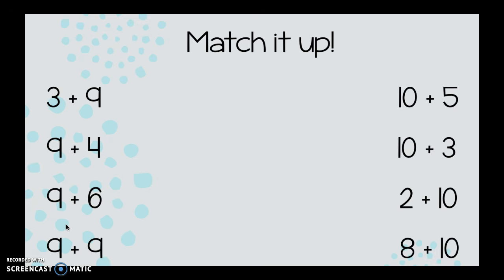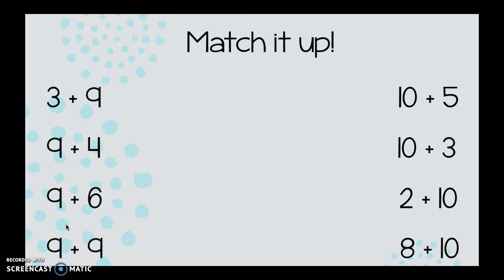Okay, friend, did you get your dry erase board? Oh, good. Here we go. Down one side, I want you to write these 4 number sentences. Here we go. 3 plus 9, leave a little bit of space. 9 plus 4, leave a little bit of space. 9 plus 6, leave a little bit of space. And then 9 plus 9.